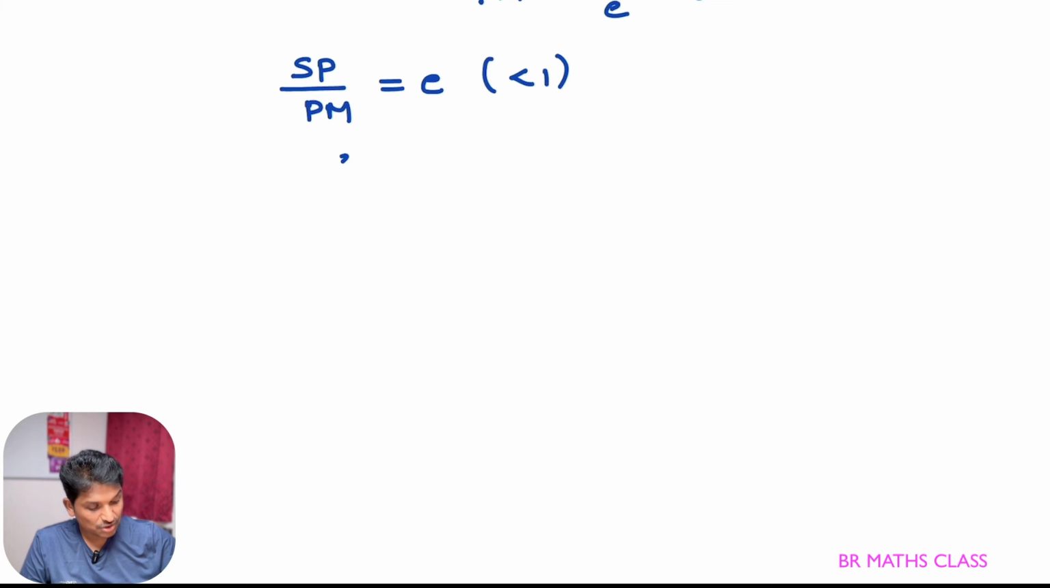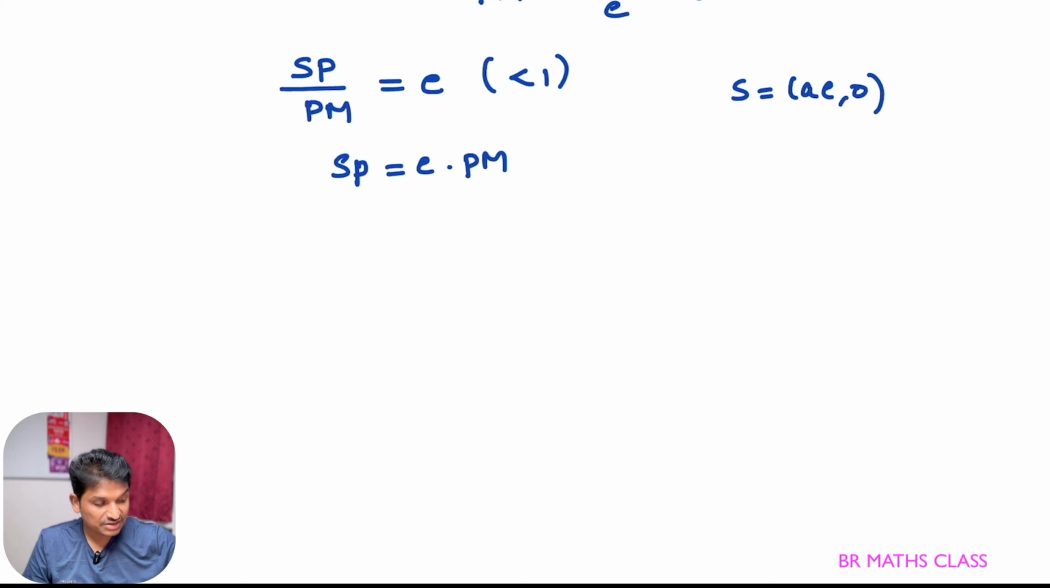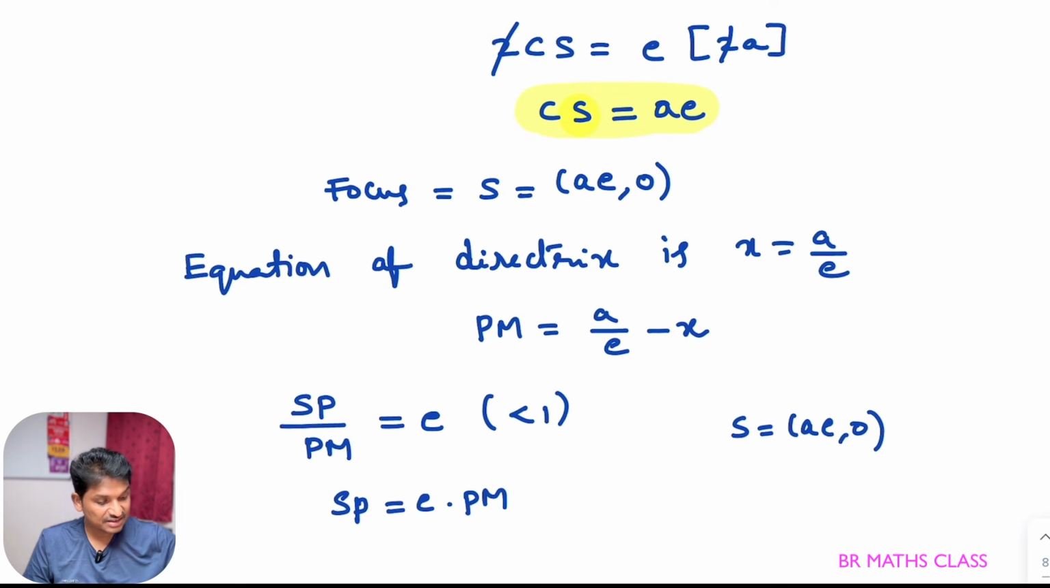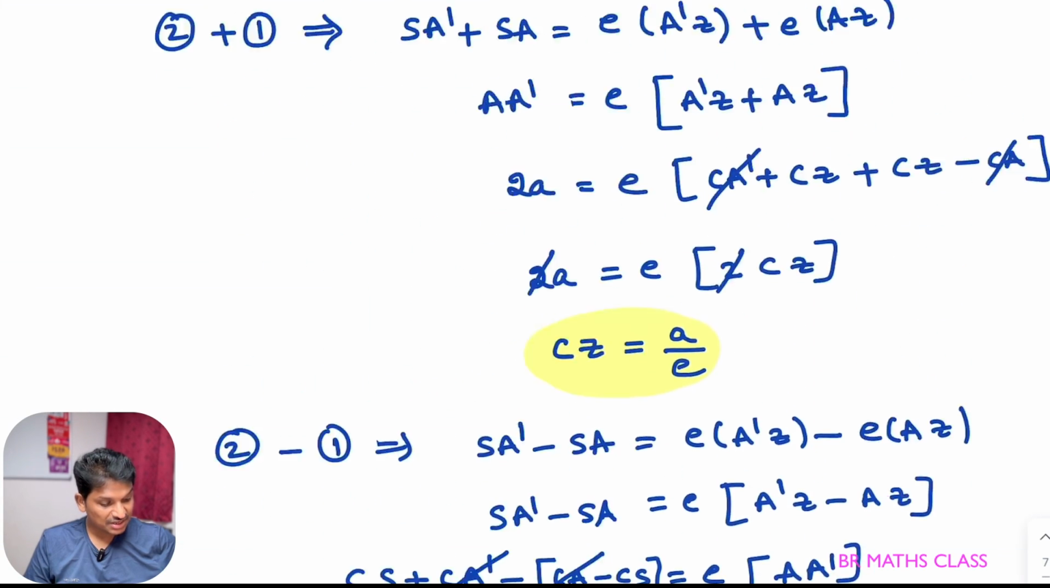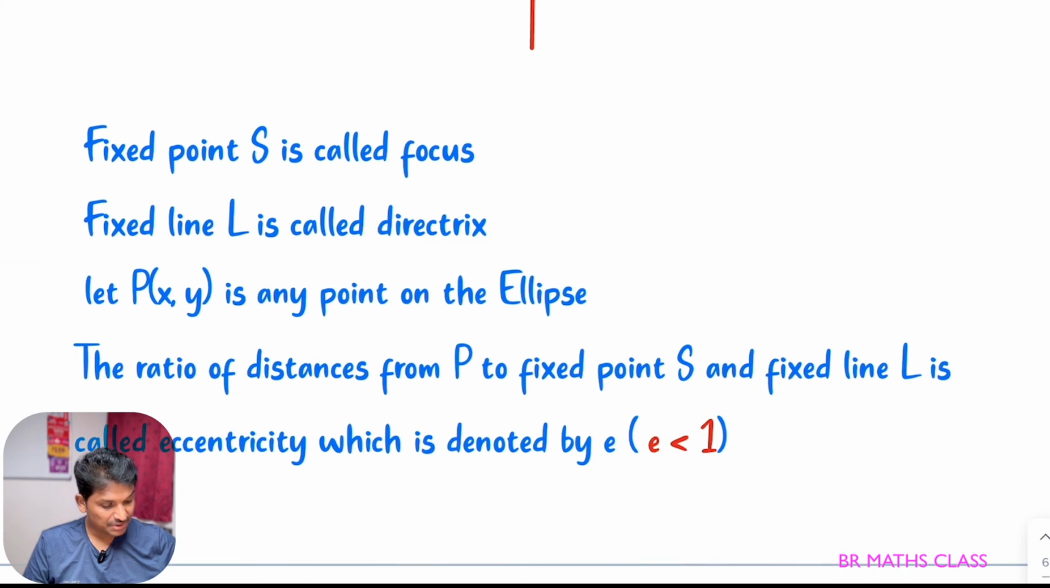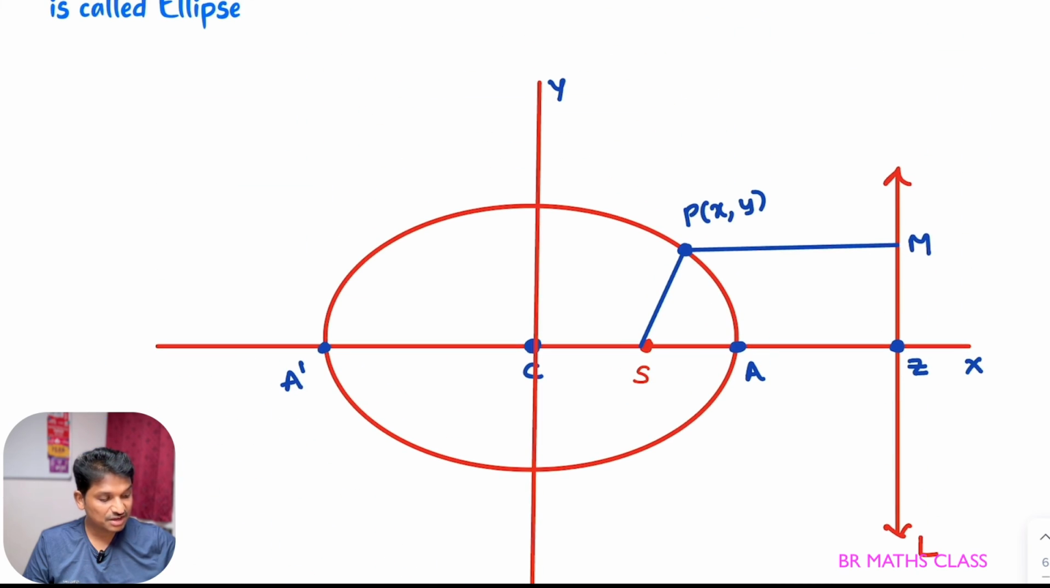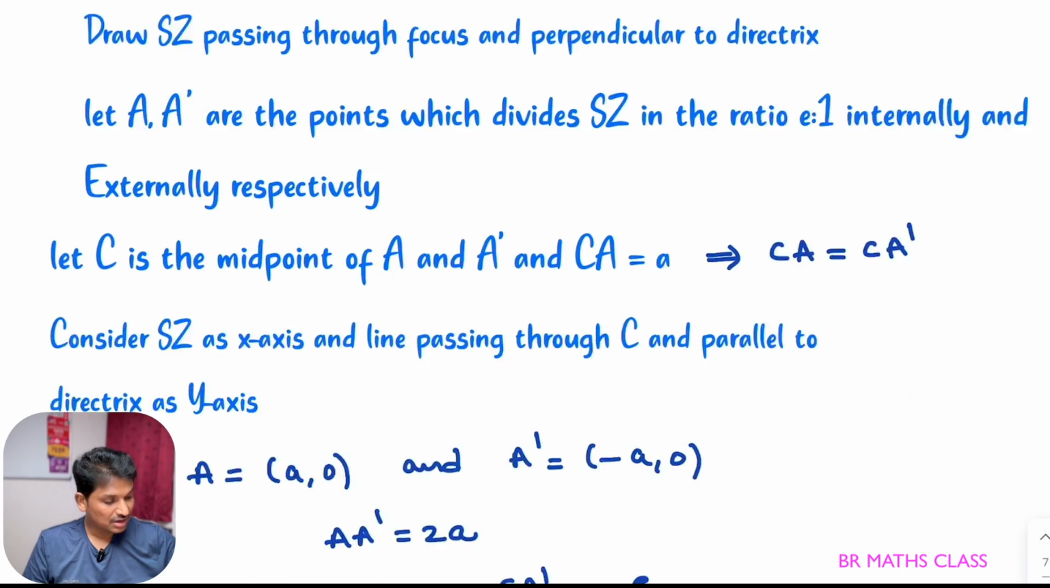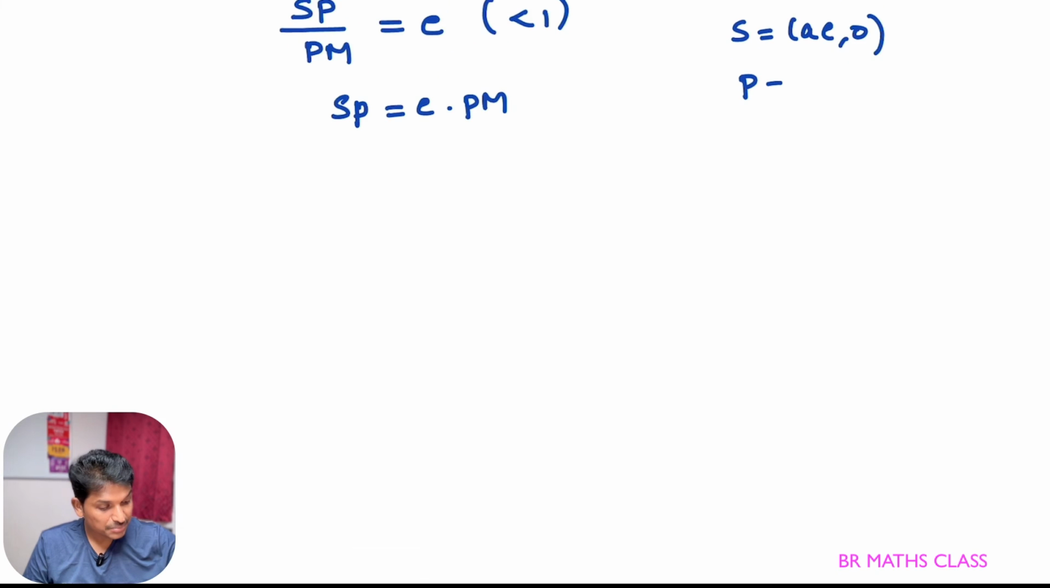From this, what is SP? SP is E times PM. What is S? S is AE comma 0, the focus, which we wrote here. And I want PM. PM we also just wrote here: PM is A by E minus X. What is P? Here we have taken P as X comma Y, any point on the ellipse.